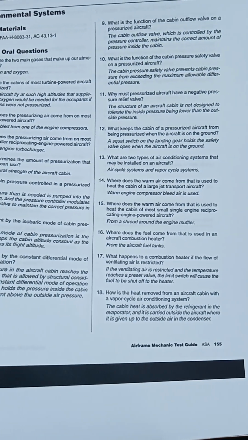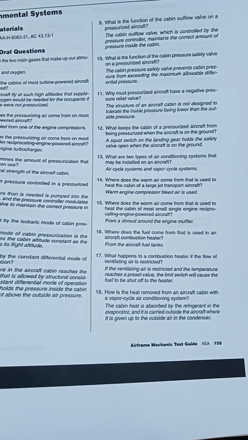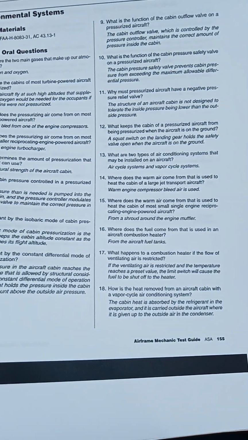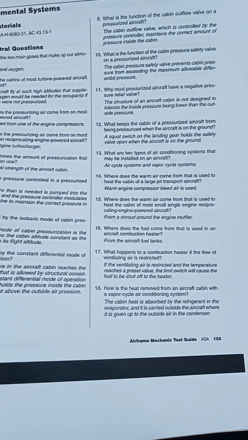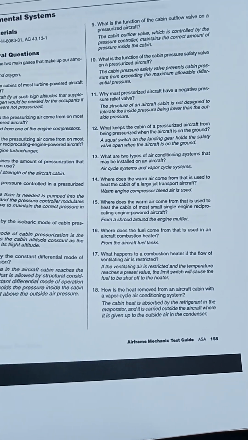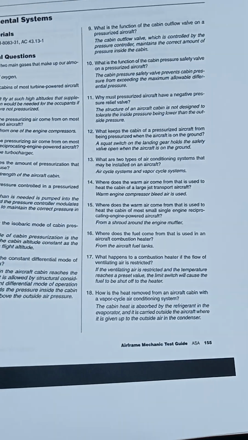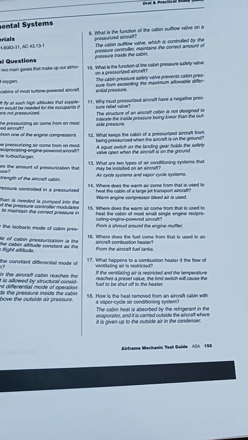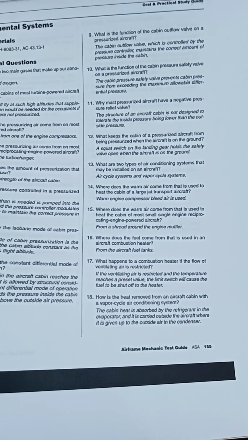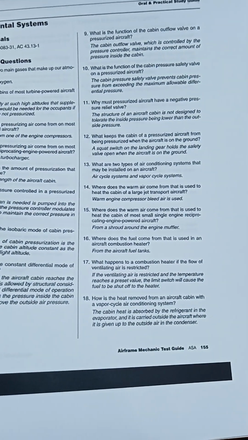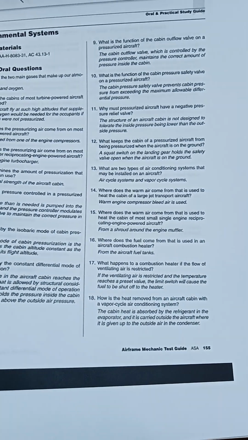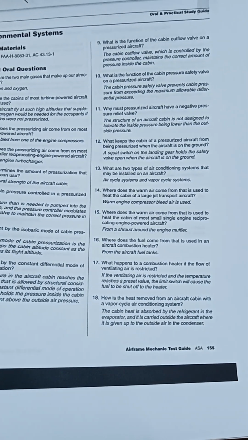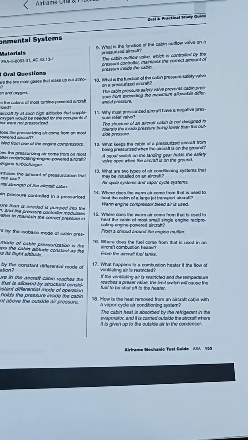The cabin pressure safety valve prevents cabin pressure from exceeding the maximum allowable differential pressure. Why must pressurized aircraft have a negative pressure relief valve? The structure of an aircraft cabin is not designed to tolerate the inside pressure being lower than the outside pressure. What keeps the cabin of a pressurized aircraft from being pressurized when the aircraft is on the ground? A squat switch on the landing gear holds the safety valve open when the aircraft is on the ground.